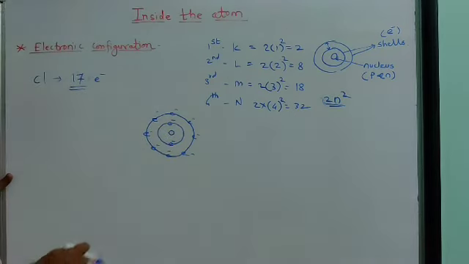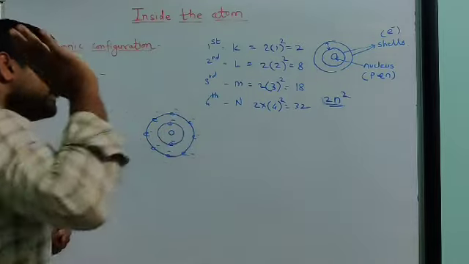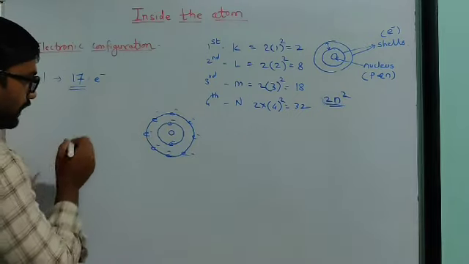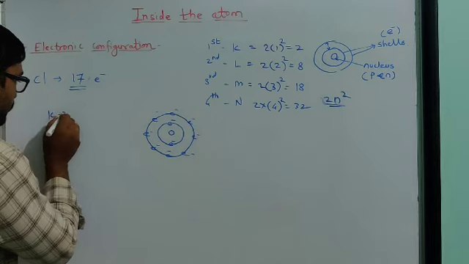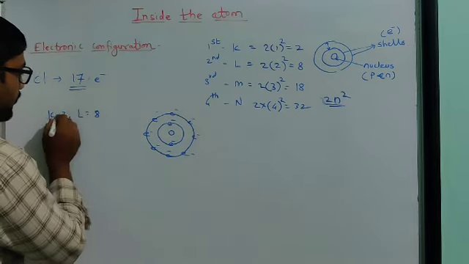Okay, so these are the 8 electrons present in the second shell. Now, a maximum of 8 electrons can stay in the second shell. Okay, now let's look at how many electrons are present in the K shell: 2. And in the L shell: 8.